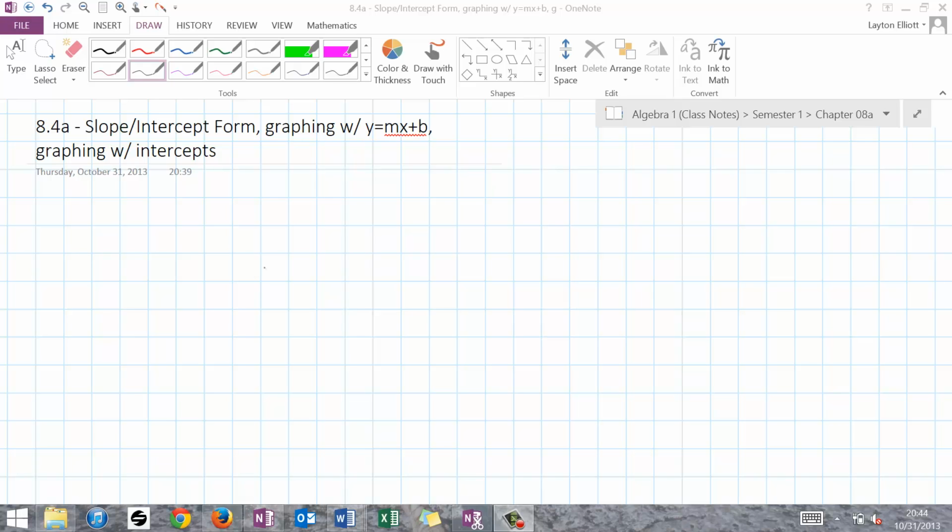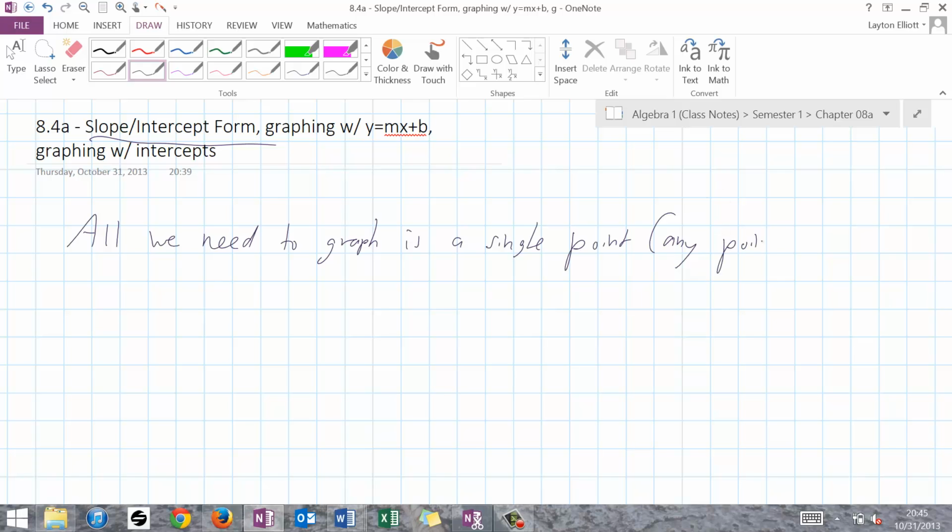And so at long last we arrived to slope-intercept form. We've learned that all we need to graph a line is a single point, any point, and a slope.